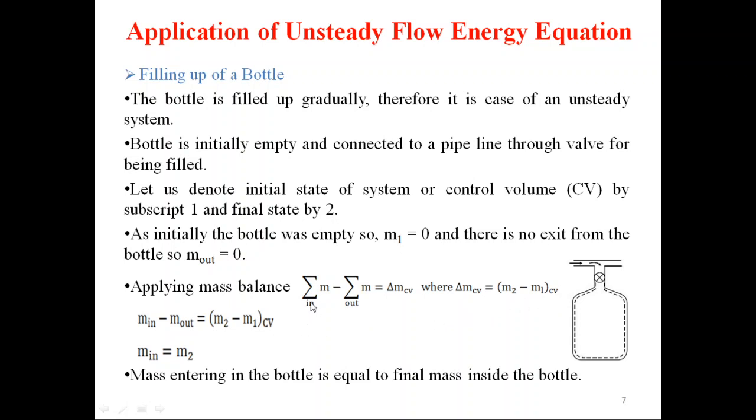So mass entry, there is only one entry point, so m in minus m out will be equal to m2 minus m1. As m1 is 0, this value will be 0, and m out is 0, that is this value will be equal to 0. So what is left? m in equal to m out. So mass entering the bottle is equal to final mass inside the bottle.